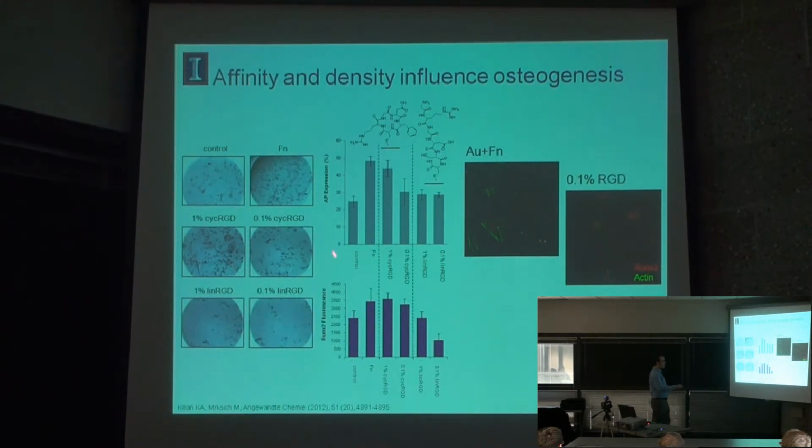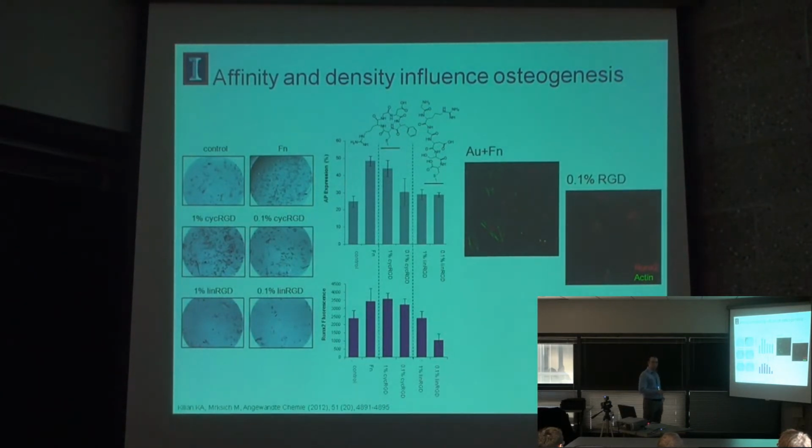When you compare the two peptide surfaces, both at high density, 1% of the surface has the peptide, or low density, 0.1%. On the cyclic peptides, we see a higher degree of alkaline phosphatase staining compared to the linear peptide. And that can be shown here, where we see for fibronectin and the high-density cyclic, the highest percentage of cells expressing alkaline phosphatase, which then drops off as you go to lower density and to the linear peptide. So this seems to suggest that perhaps the spacing and the affinity of the ligand for the receptor can influence the fate decisions.